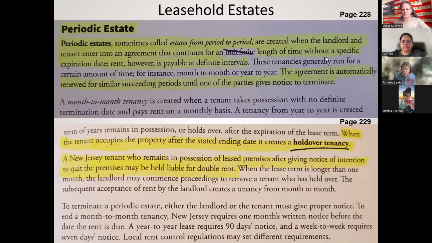So let's do these highlights and cross out the word indefinite under periodic estate. It'll still make sense.